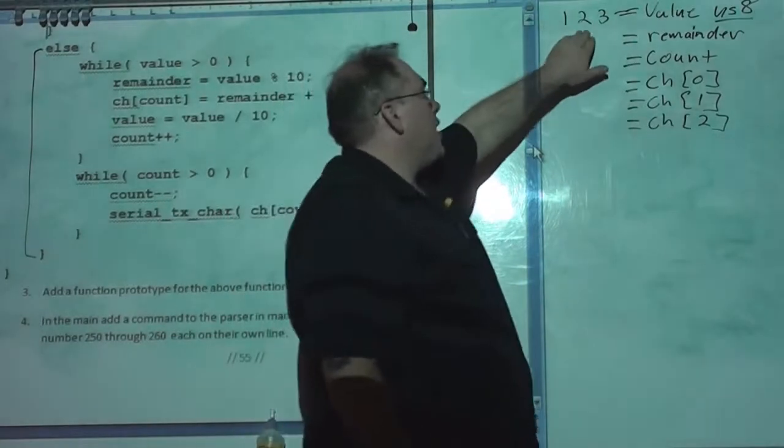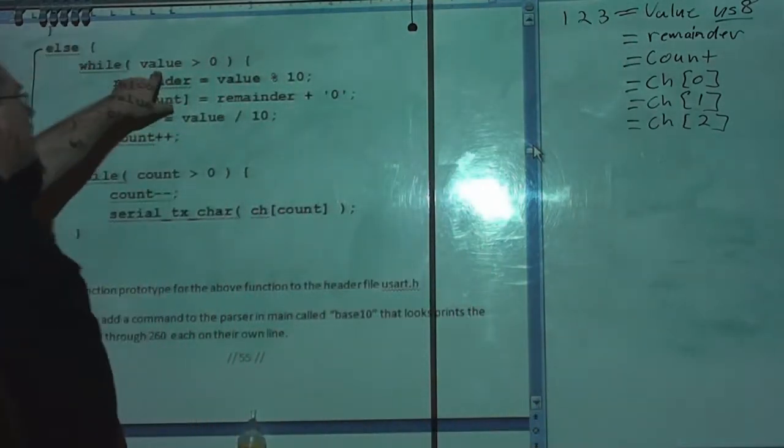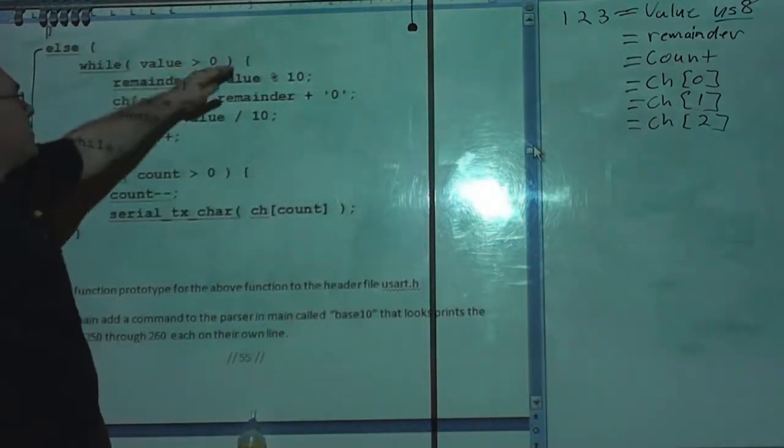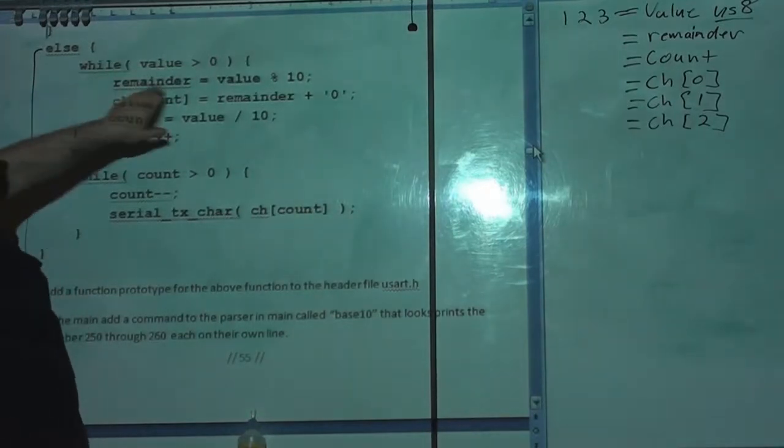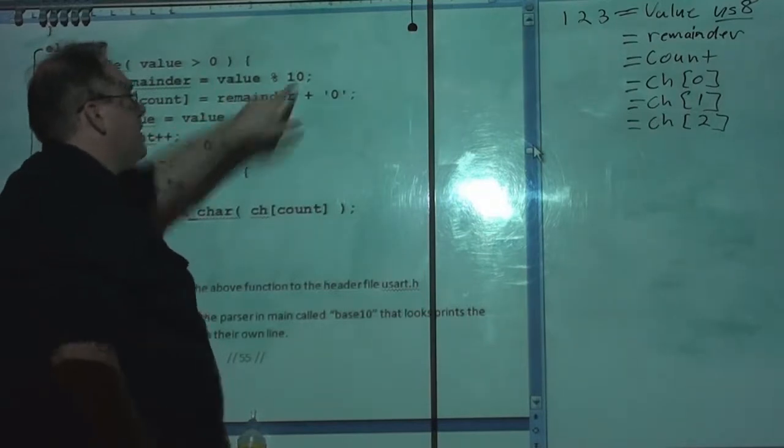So value is currently 123. 123 is greater than 0, so this statement is true. So we go into the loop. And the first statement says the remainder is equal to the value % 10.